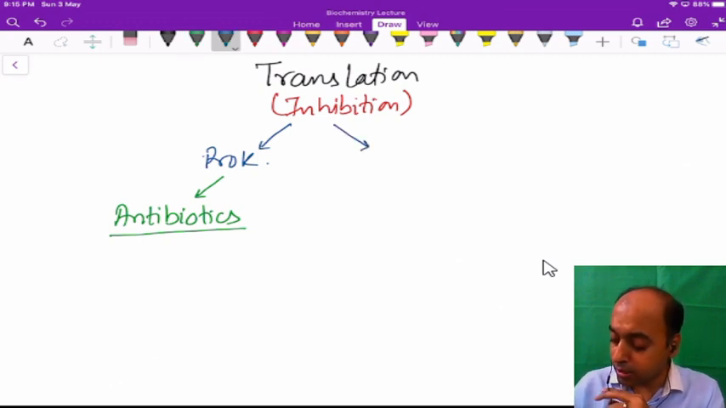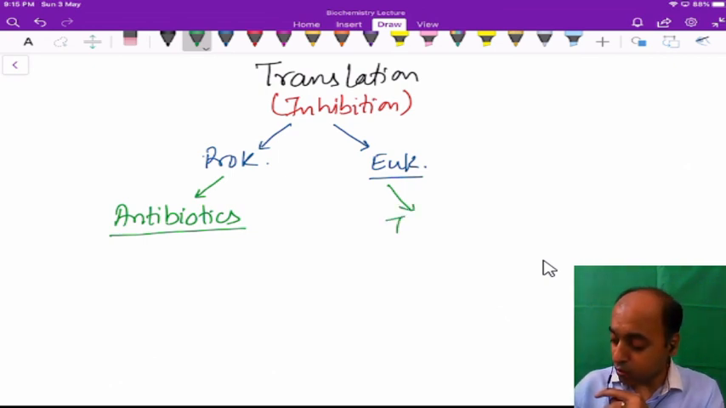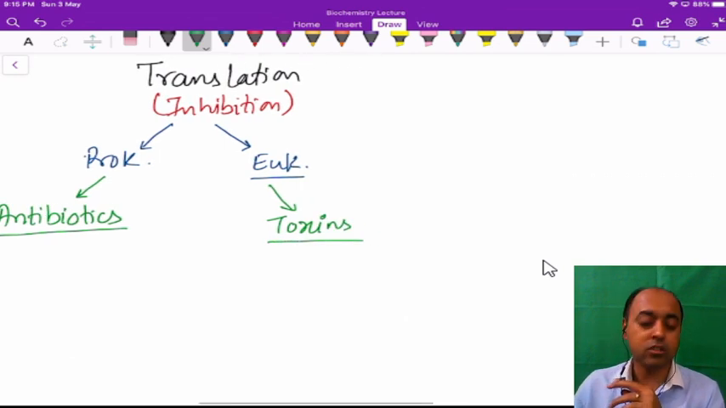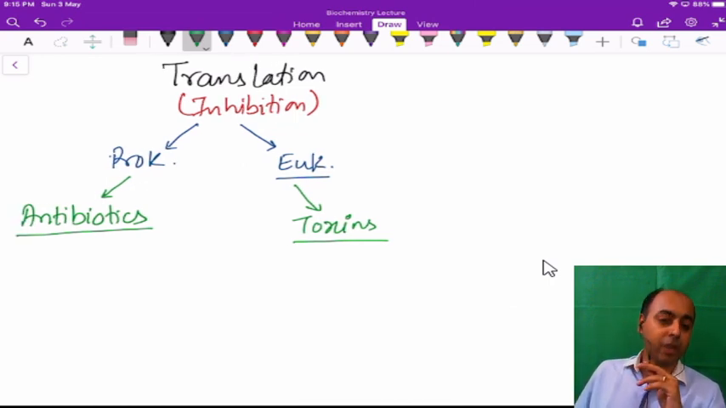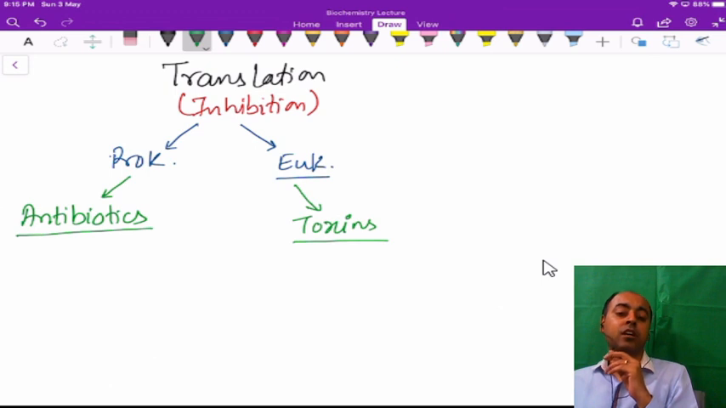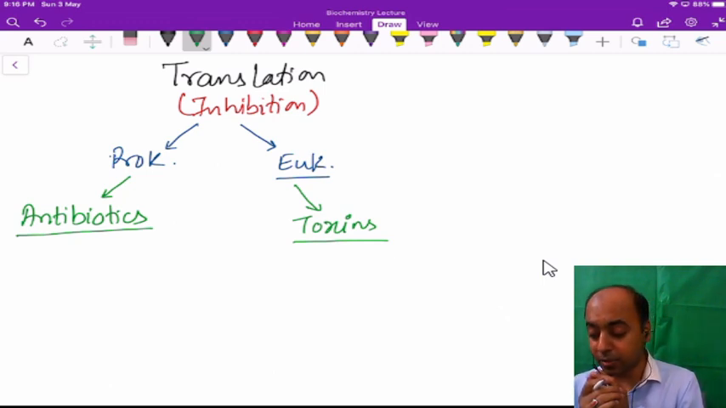If you inhibit the translation in eukaryotes, is it useful or harmful? Obviously, it is harmful. Such molecules are known as toxins, and we are going to cover the toxins in forensic medicine and toxicology. A little bit in microbiology also, those toxins coming from the prokaryotes. So the molecules inhibiting the translation, depending on the target cell, can be labeled as antibiotics or toxins. We'll take a look at some examples.